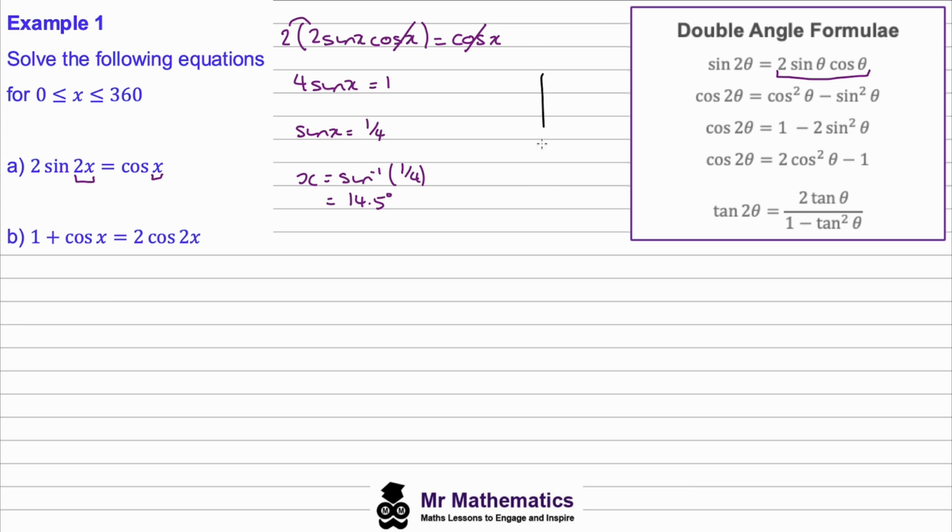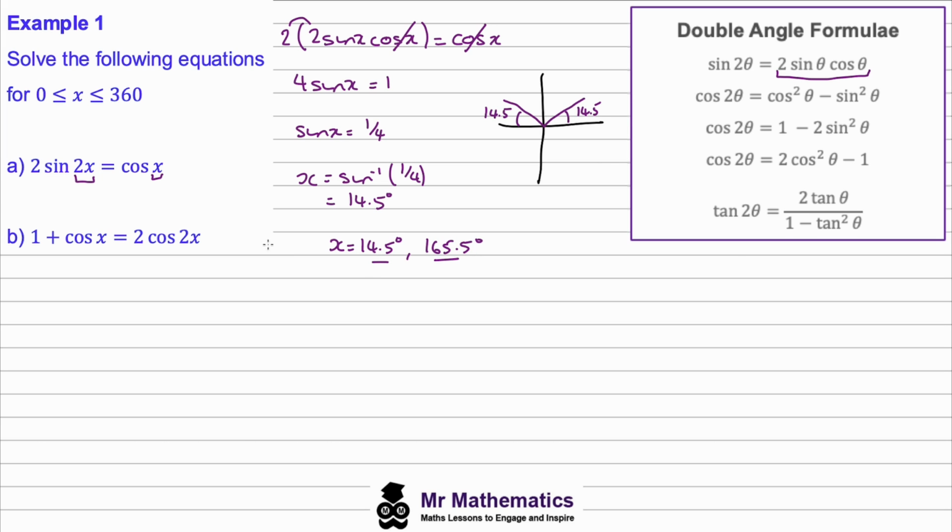So if I draw a CAST diagram, we can see that the first solution will be when sine is positive. That'll be here, 14.5. The other solution will be in the second quadrant, where sine is also positive, and this will be 14.5. So our solutions will have 14.5, and the other solution will be 180 minus that 14.5. This will give us 165.5 degrees.